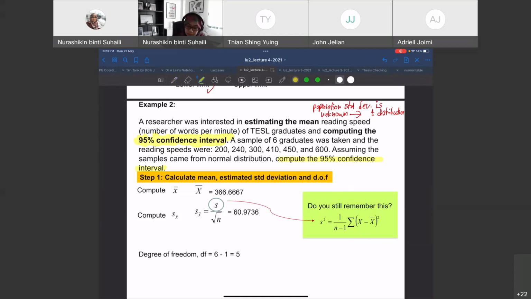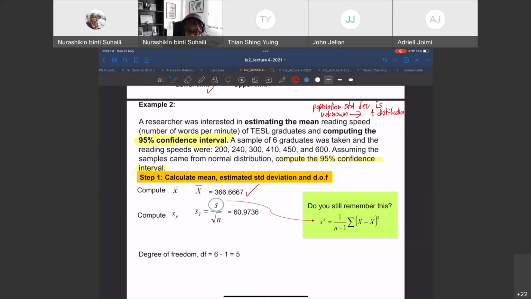Yeah, and then this is the sample. How do we digest the information and solve this problem? We have a sample of 6. Then you just have to find x bar, the normal formula: 200 plus 240 plus 300 until 600, divided by 6. Then you get this value, which is the mean of the samples. Straightforward. And then what else?